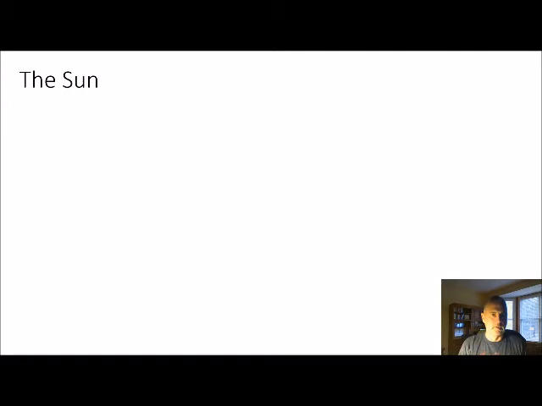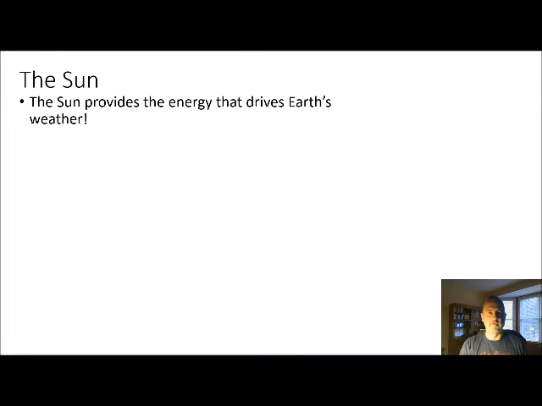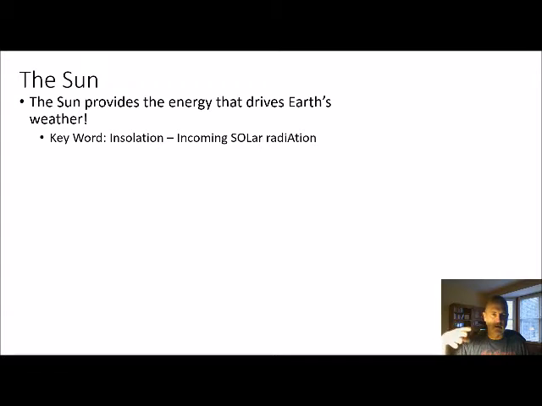You've probably heard me talk about this before, but first and foremost, the sun is the source of the energy, and it's what drives our weather. A key word is insolation, which means incoming solar radiation. That's going to be your UV energy that provides the heat that drives our weather.